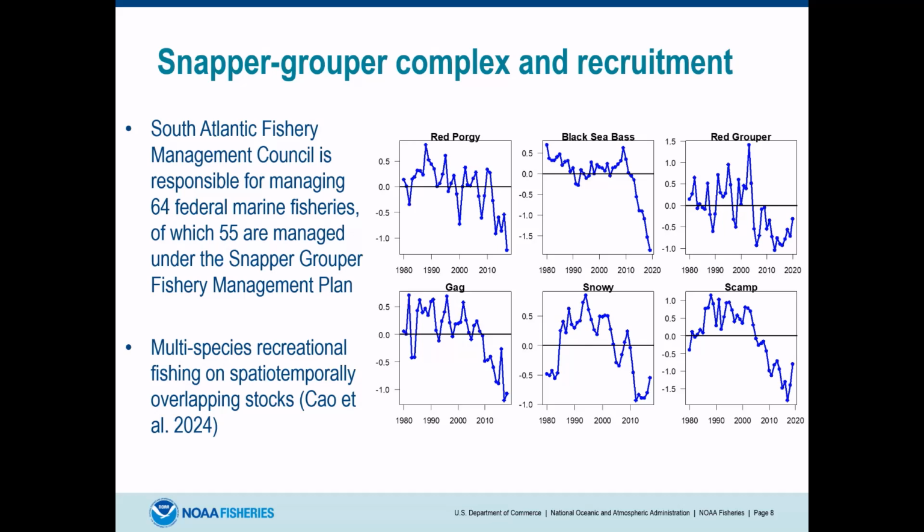In the South Atlantic US, the South Atlantic Fishery Management Council is responsible for managing 64 federal marine fisheries, of which 55 are managed under the Snapper Grouper Fishery Management Plan. A lot of these stocks occupy the same habitat, and the open access recreational fishery operates on many of these stocks, which overlap in space and time. And so you may be fishing for one stock that's in good condition and end up catching a lot of others. And so this alarming trend that we've seen is that there are lots of stocks for which recruitment has declined. In the case of black sea bass, one of the subjects of today's talk, we see this precipitous decline following about 2010 up until 2019.